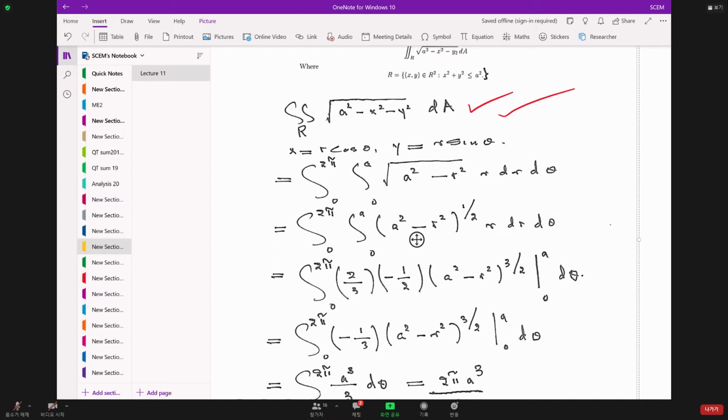So now you integrate this. First you integrate with respect to r. Now this is tricky, you have to get used to it. Don't use substitution all the time. First integrate this whole guy. If you integrate this whole guy with respect to r, the power is 3 by 2.